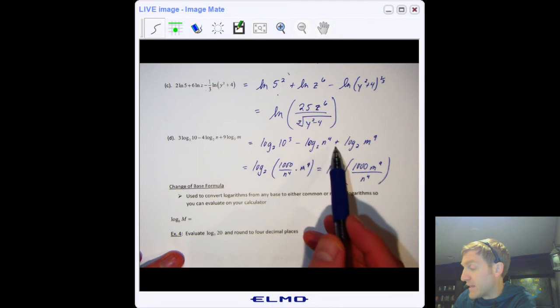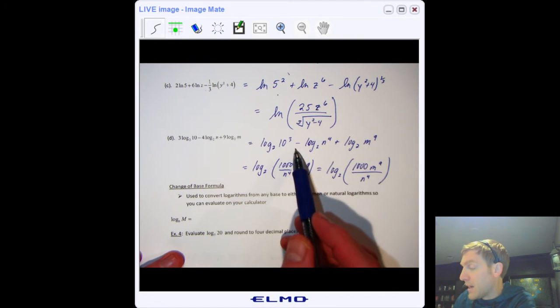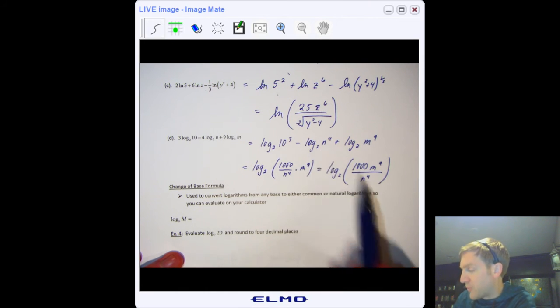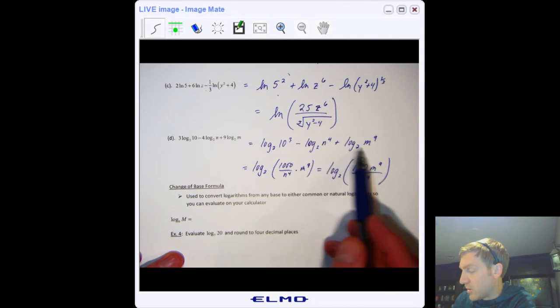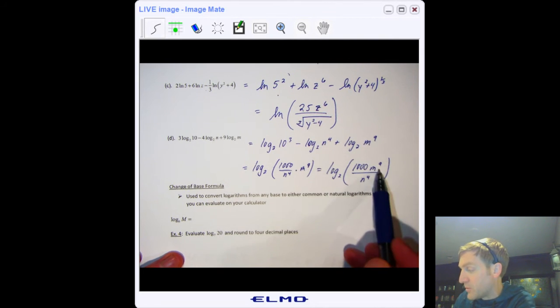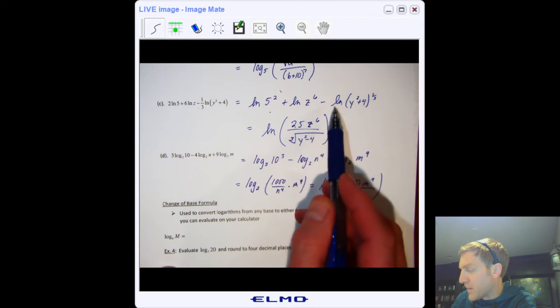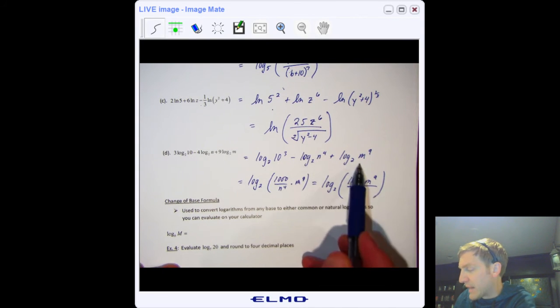So back to here, look what happened. It didn't matter that the addition was after the subtraction. This term being subtracted meant that the n to the fourth was in the denominator. This log being added meant that the m to the ninth was in the numerator. Here we had adding, then subtracting, but both of these were the numerator, this was the denominator. Here we had subtracting and adding, didn't matter.